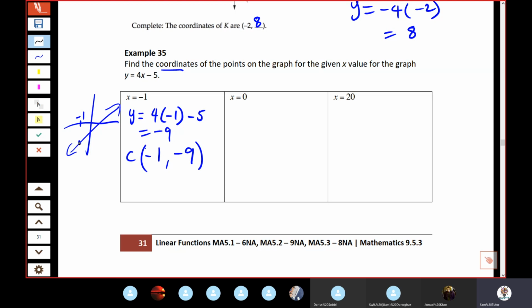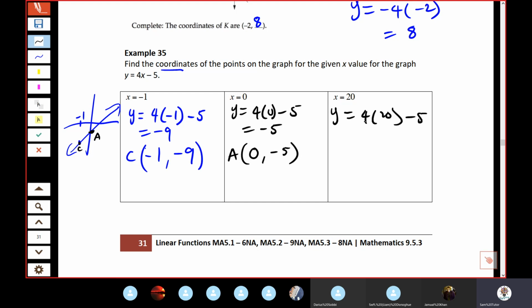But that's simple. What about if it was 0? Same thing. You're going to get y equals 4 times 0, which means negative 5. So your point would be at 0 and negative 5, somewhere here. We'll call that A. So that was C, that's A. And then x is 20. Again, it doesn't really make a difference where it is. That's 80, take away 5, 75. So your coordinate is 20 and 75. We'll call that B, somewhere there. I graph this, you don't need to graph this. I'm just trying to show you how simple it is.